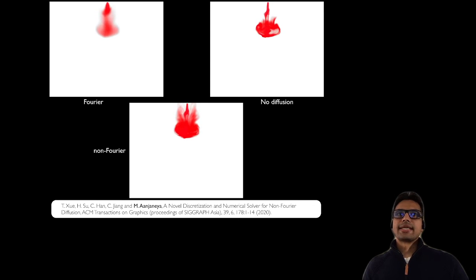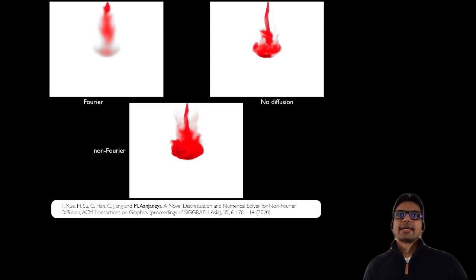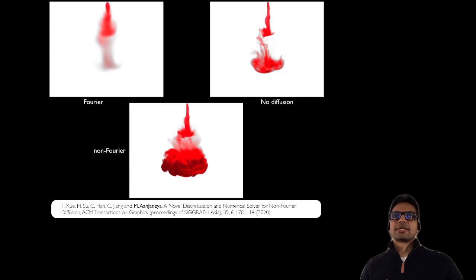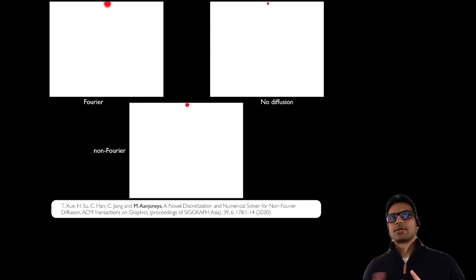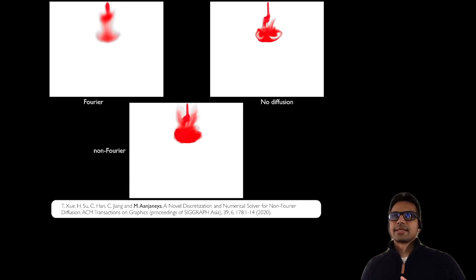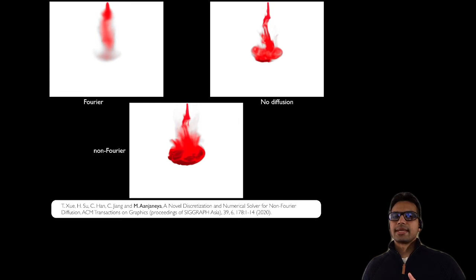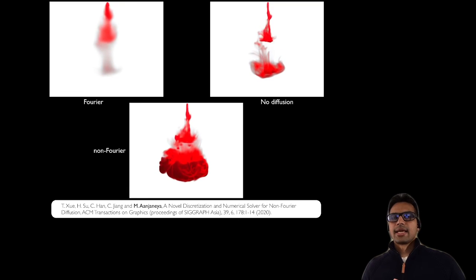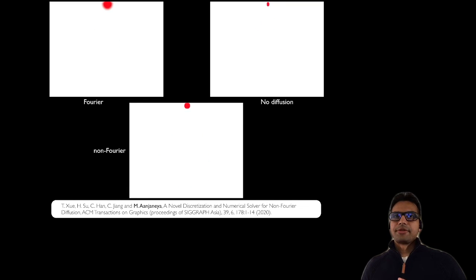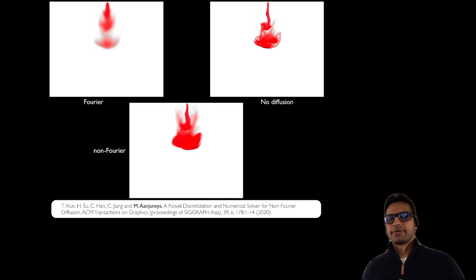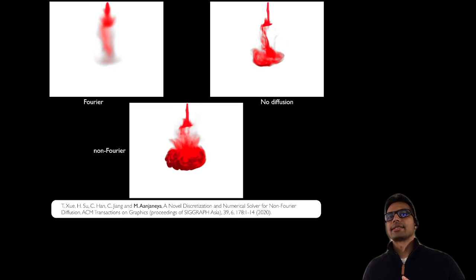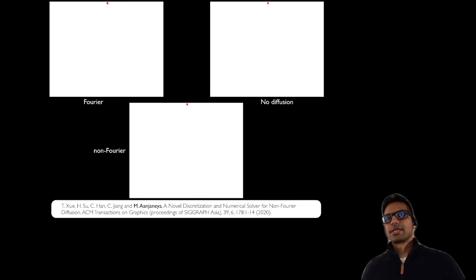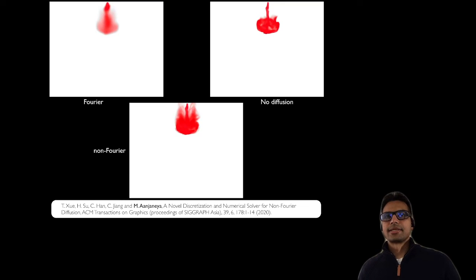We are simulating ink diffusion in a fluid, and on the top left is Fourier-based diffusion, where we see a lot of dissipation due to an additional diffusion step. On the top right is no diffusion, so just plain incompressible flow. And on the bottom, we see the effect of non-Fourier diffusion. Rather than dissipating visual details, it actually heightens them, which is very non-intuitive to how that will happen if you are adding an additional diffusion step.